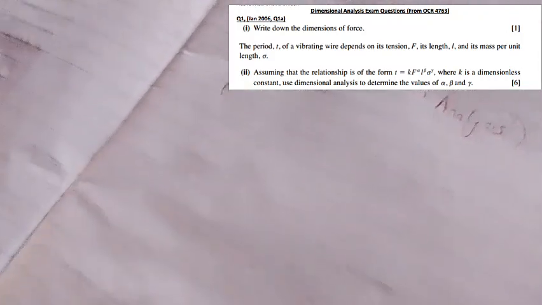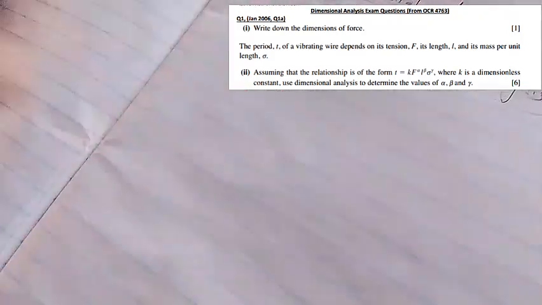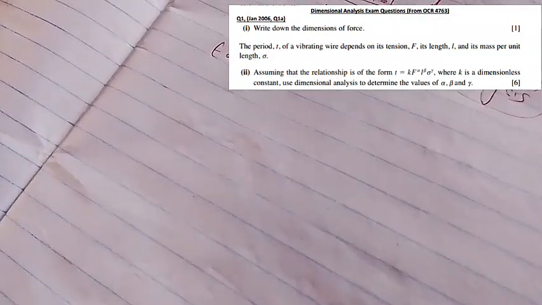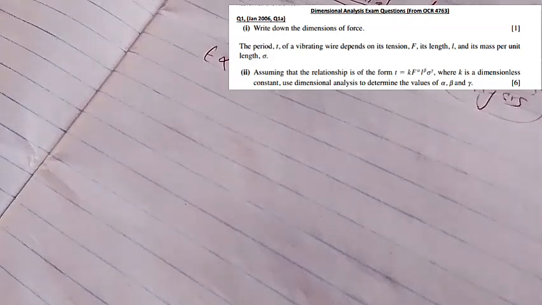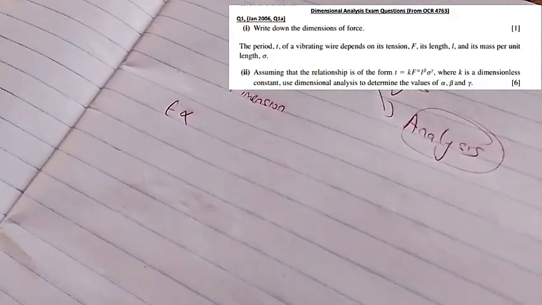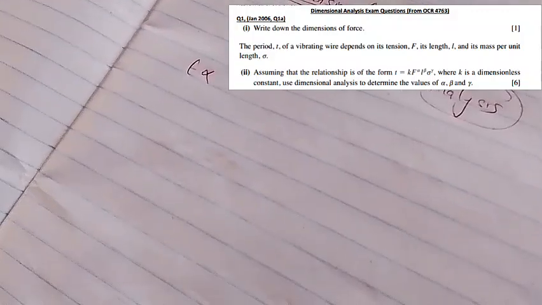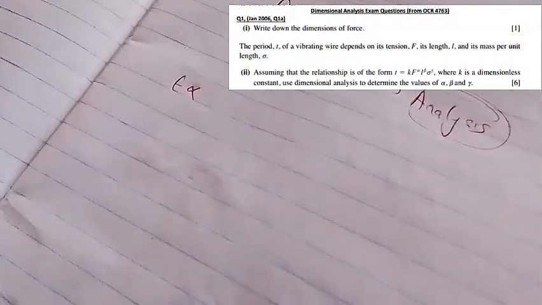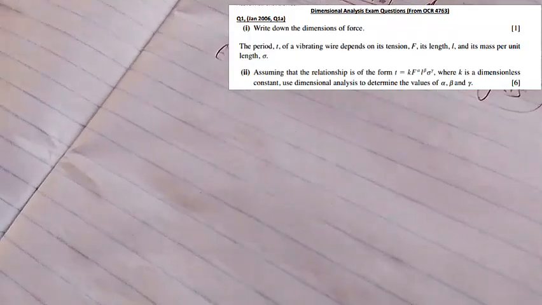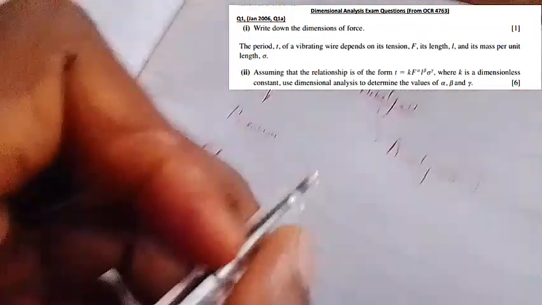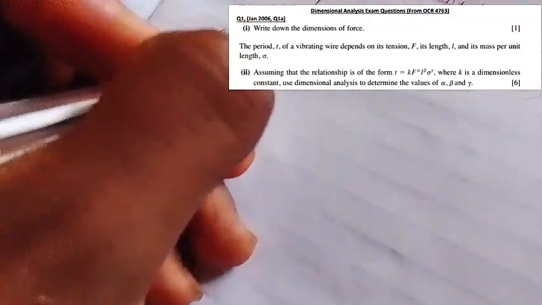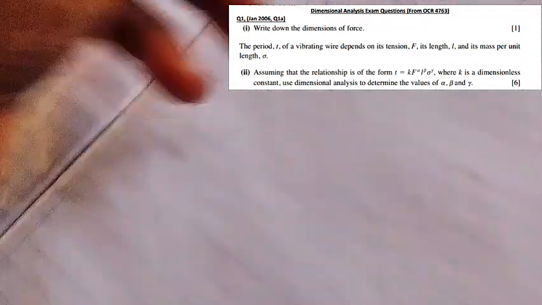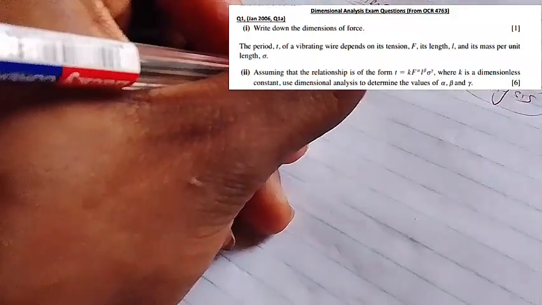It says the period T of a vibrating wire depends on its tension. When you have depends, you have varies. Understand? It depends, like speed depends on length, it depends on seconds. Now I want you to keep that idea. T depends on F, which is the force. It depends on the length, and it also depends on the mass per unit length, which is represented by this. If we look at it closely, we have alpha, we have beta, we have gamma, right?